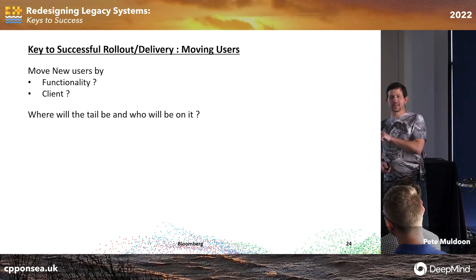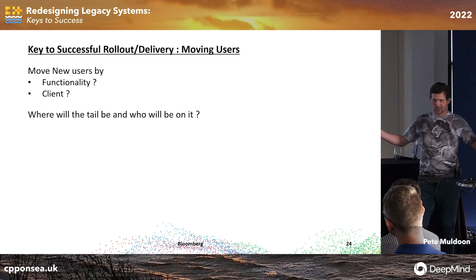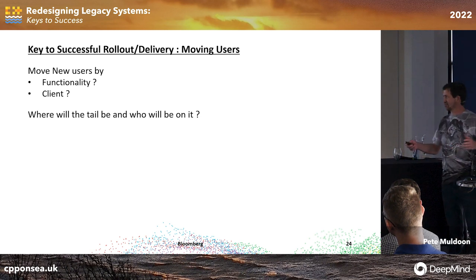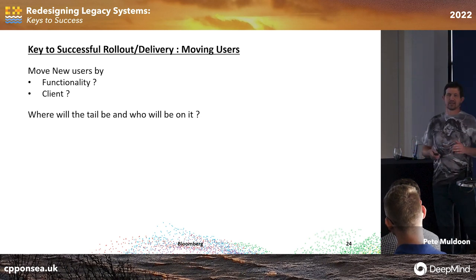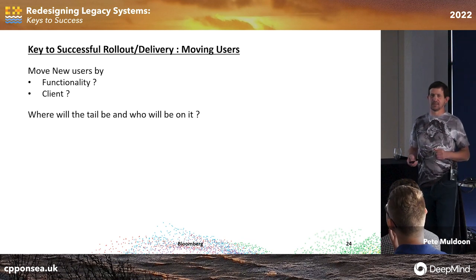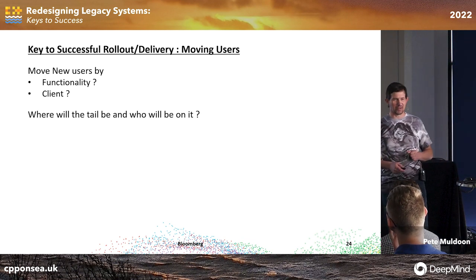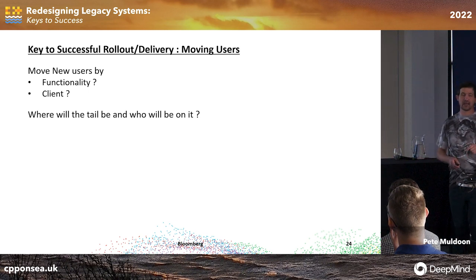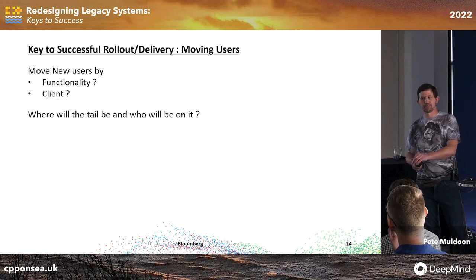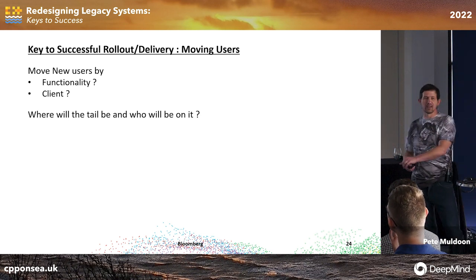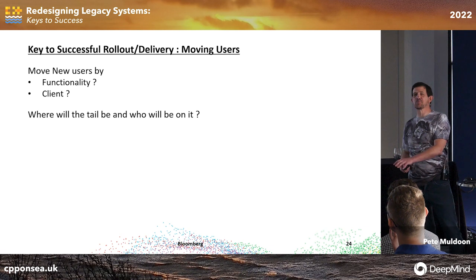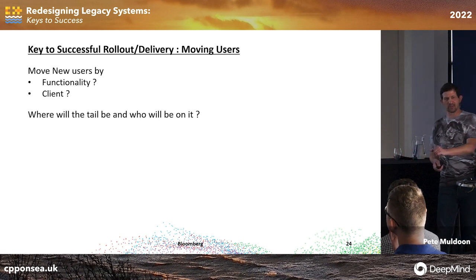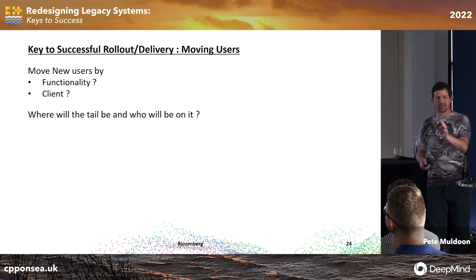And most of the places where I've been, because of large transactional systems, that tail is going to be years long. No matter what anyone thinks, it's going to be years long. And who will be on that tail? If you do it by client, so you say, listen, let me take the small, low volume, unimportant type client, not really unimportant, right? Everyone's important, but not as important as your major clients.